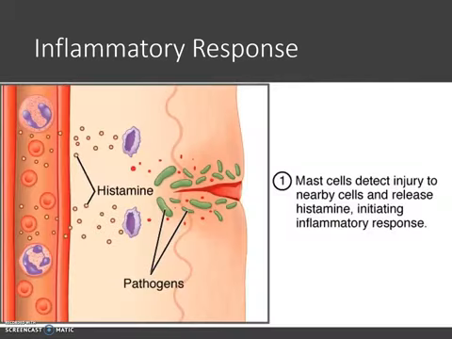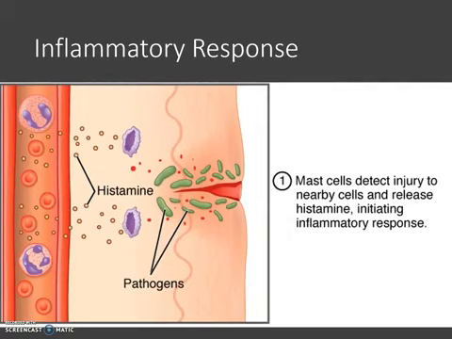So first of all, in a damaged area, there are specialized cells called mast cells. And these mast cells detect injury to nearby cells, and they release something called histamine. And histamine is the chemical involved in chemotaxis that helps to start recruiting immune cells to come to the area.